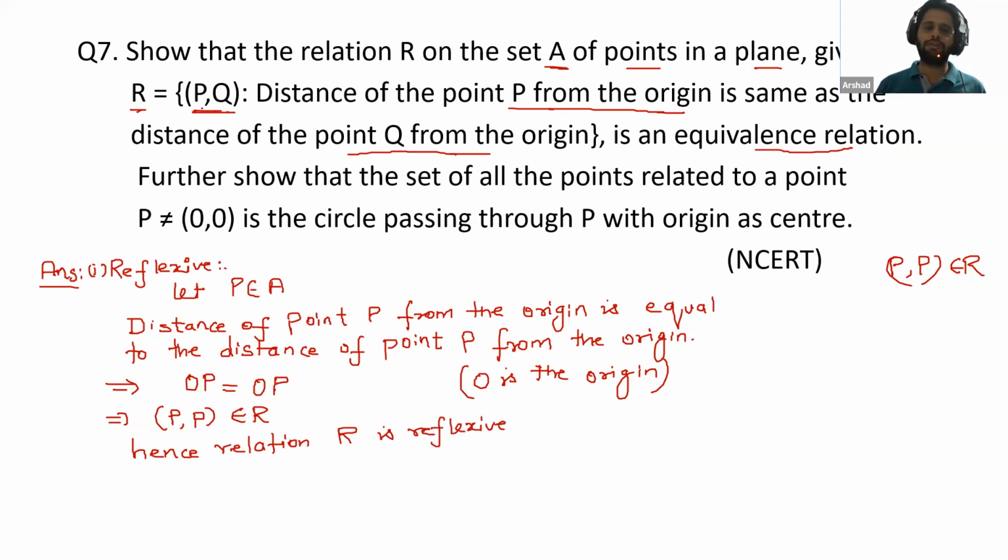They have given us P comma Q, but for reflexive, what we need is P comma P. What is meant by P comma P? What does this P represent? The distance of the point P from the origin. What does this Q represent? The distance of point Q from the origin. So here we have used the same point, P and P. We know that the distance from the origin of the point P is equal to the distance of the origin from point P, but we need to represent our answer like this. Is this clear, Atif, Huzaifa and Mazia?